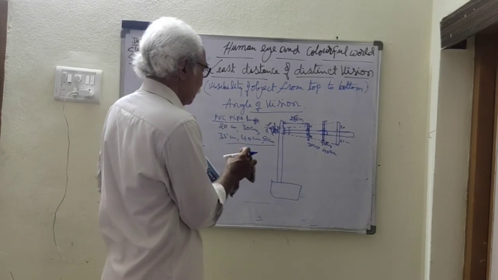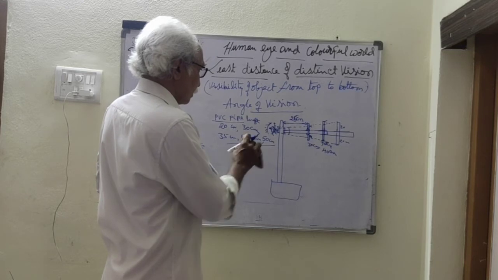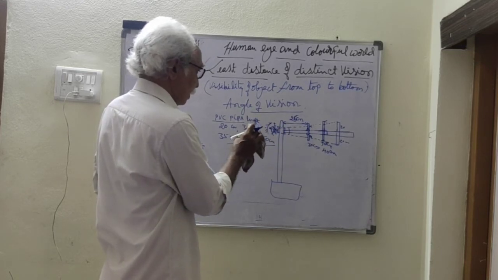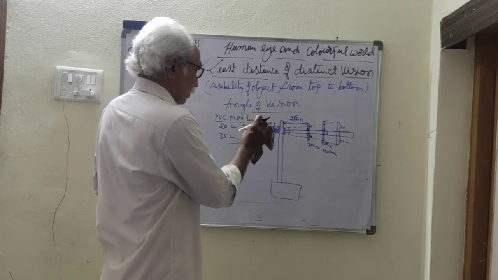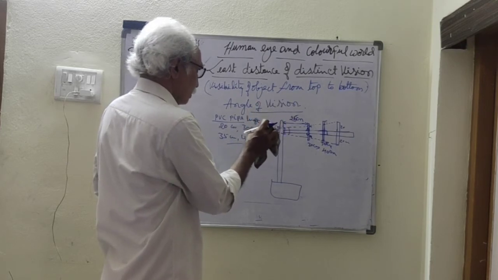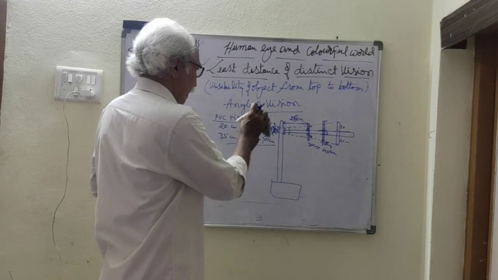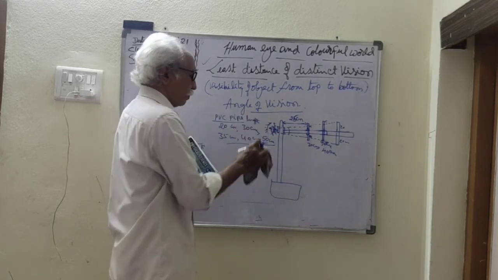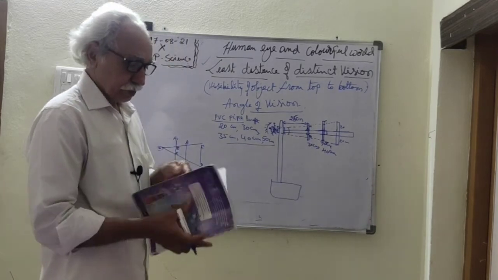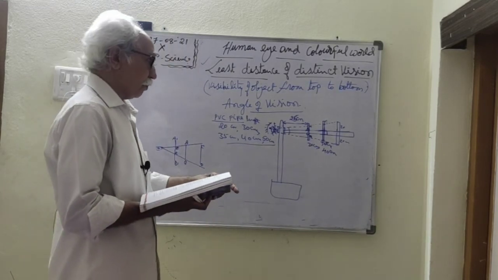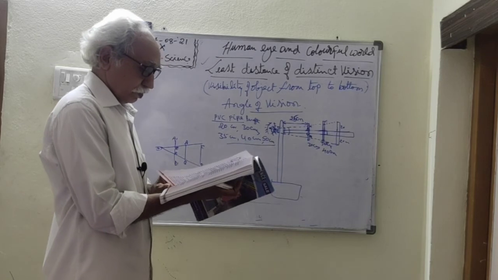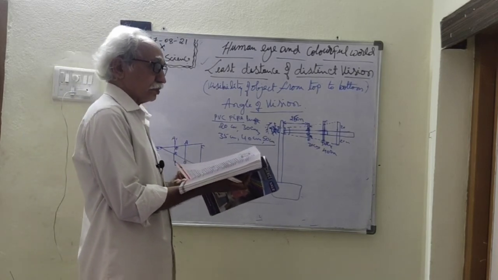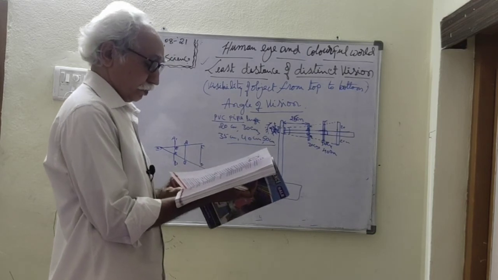Angle of vision means the angle between the two rays of light coming from the top and bottom of the object which enter into the eye. The maximum angle at which we are able to see the whole object clearly from top to bottom is called the angle of vision.